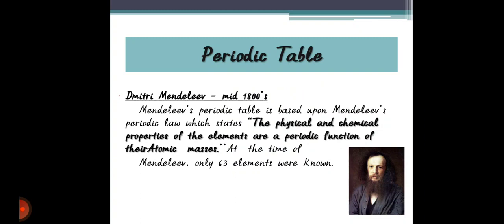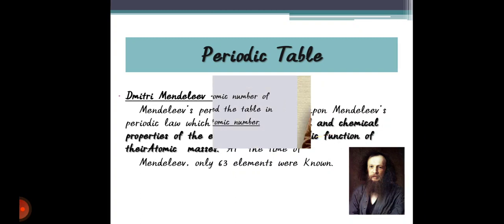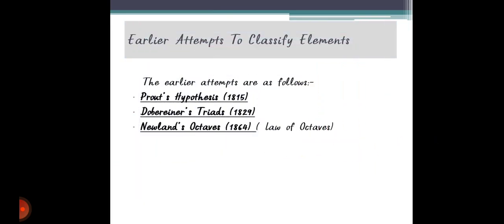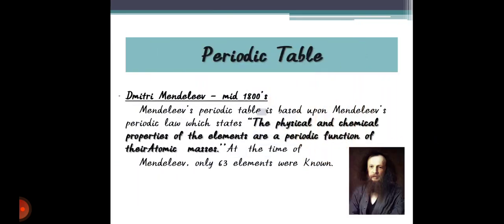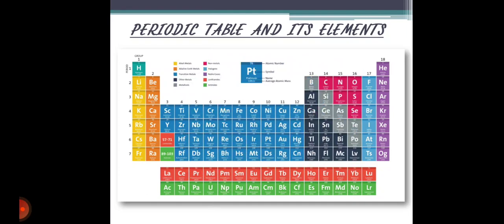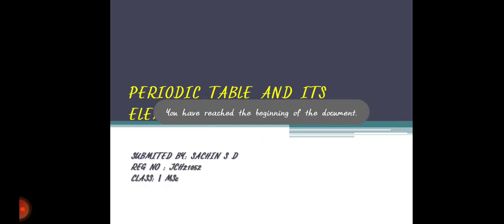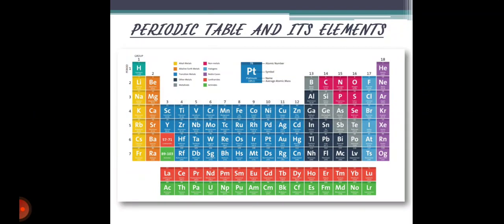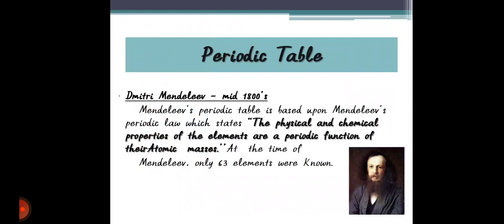Here the horizontal rows are called periods. There are a total of 7 periods in Mendeleev's periodic table, and the vertical columns, you can see here, are groups. There are seven periods and a total of 18 columns present.